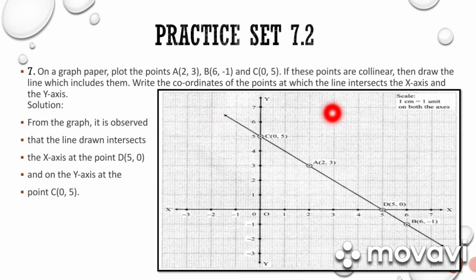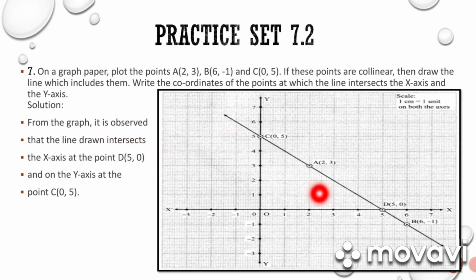Solution: let us first draw the graph. We will draw the coordinate axes, that is the x-axis and the y-axis, taking a scale of 1 centimeter equal to 1 unit on both the axes. We will plot the points which are given. Point A, whose x coordinate is 2 and y coordinate is 3. Point B, whose x coordinate is 6 and y coordinate is -1. And C, whose x coordinate is 0 and y coordinate is 5. Let us join these points with a line. We notice that all the 3 points are collinear because they lie on the same line.